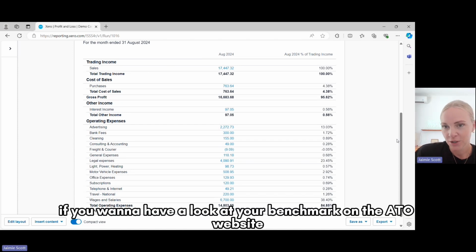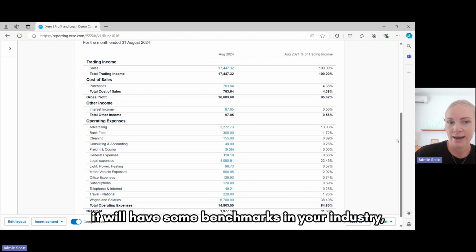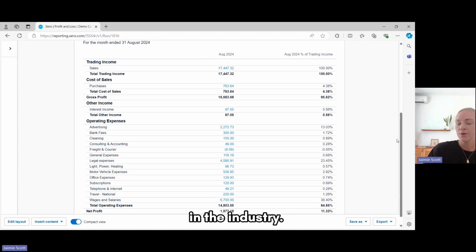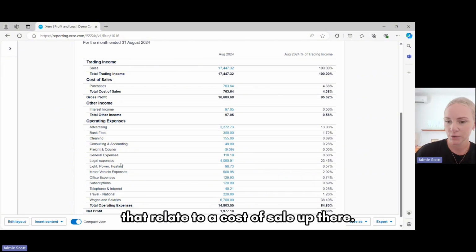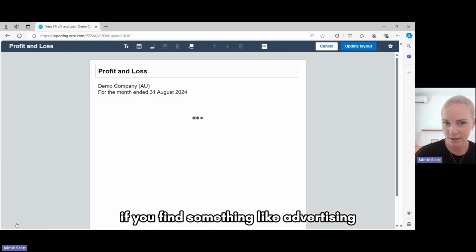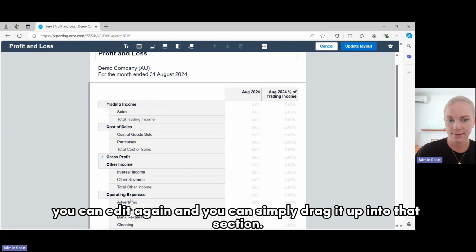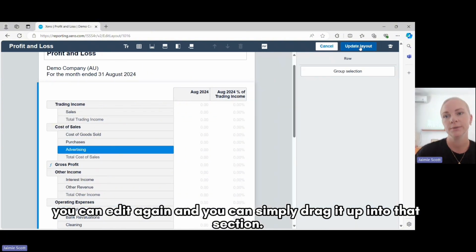If you want to have a look at your benchmark on the ATO website, if you type in small business benchmarks, it will have some benchmarks for your industry and you can compare your gross profit to the benchmark in the industry. But just make sure that you do have all your costs that relate to a cost of sale up there. You can also, if you find something like advertising and you want to put it up in a cost of sale, edit again and simply drag it up into that section.